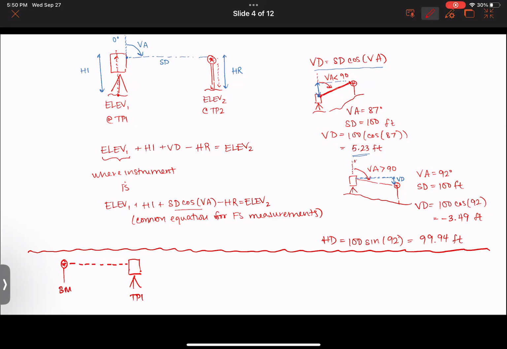And in this case, again, I want to say we always start by writing the equation from where the instrument is. The instrument is at elevation 1. We add our instrument height. We always use a sign convention where we add our vertical distance, which is equal to our slope distance times cosine of our vertical angle. We then get all the way over to where the prism rod is, and we subtract HR. And that will give us the elevation at the benchmark.